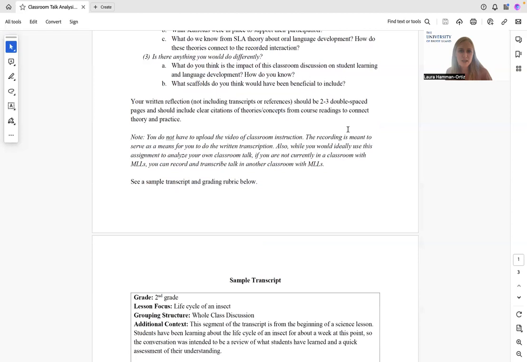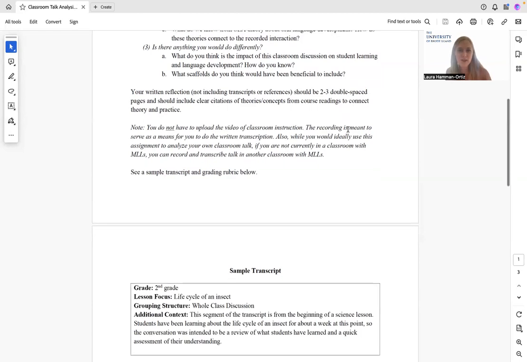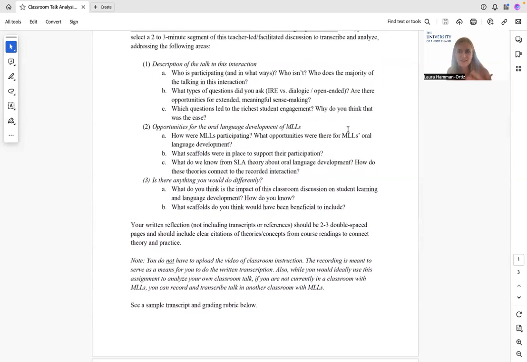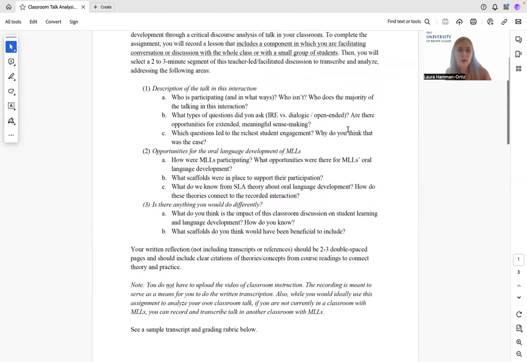So here's where you think about what you learned, what you observed, the analysis you've done up to this point, and then any changes you might make in terms of scaffolds that you might include, in terms of the way you might ask questions. So you're kind of thinking big picture around what the impact of this discussion might have been on the learning and language development of your multilingual learners, and giving some evidence for that, and then what you might change.